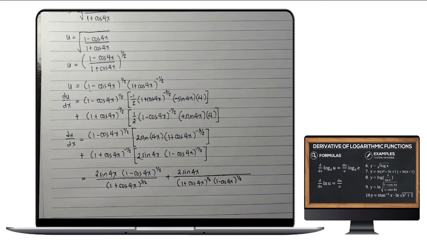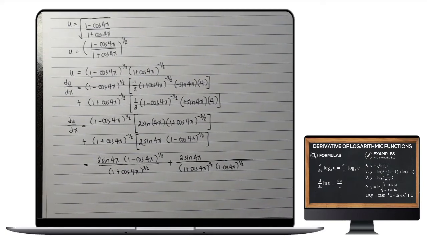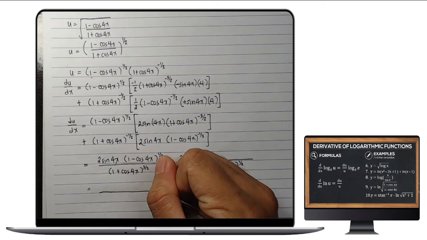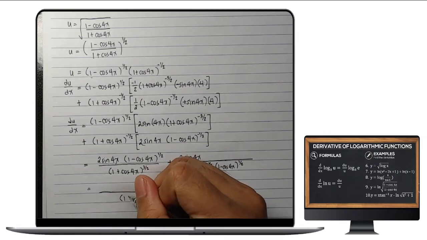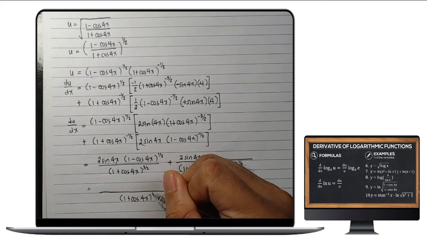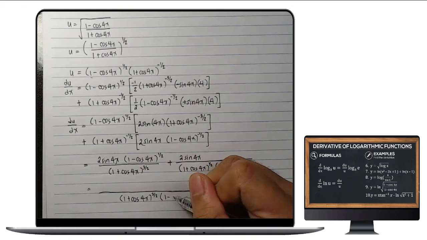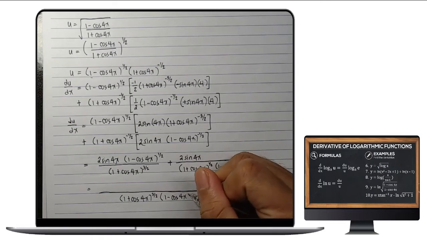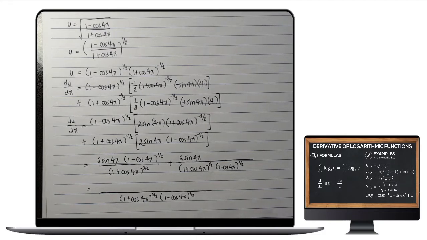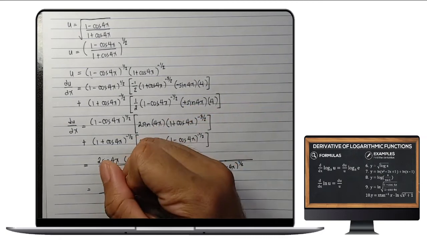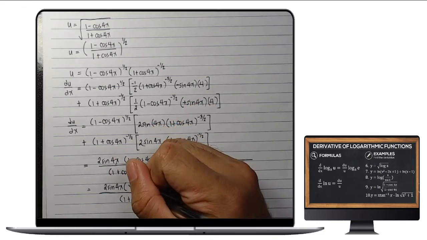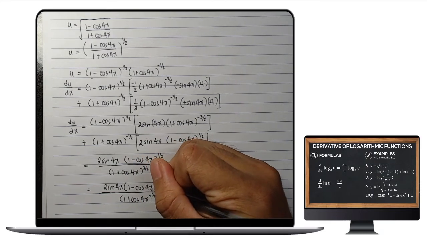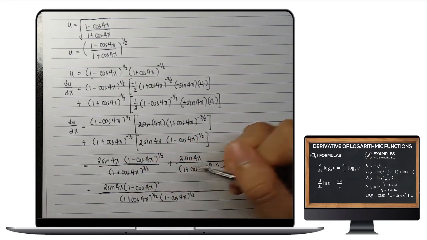Okay, so samahin lang natin by taking again the LCD. So yung magiging LCD natin dito, so dito sa factor na to, plus, so yung mas mataas, we have 1 plus cosine of 4x raised to 3 halves times, dito sa kabila, 1 minus cosine of 4x raised to 1 half. So with this one divided by this one, so makakancel. So may matitirang 2 sine of 4x times 1 minus cosine 4x times 1 minus cosine 4x, so that is same base, add exponent, so 1 half plus 1 half, 1. So this is raised to 1.